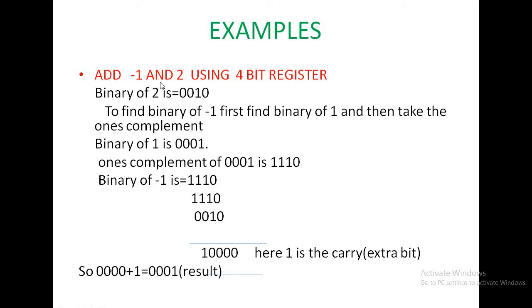Minus 1 plus 2, if I perform direct addition, what is the result? 1. So here also I find the result as 1. In this way, you can perform addition of two binary numbers using 1's complement.